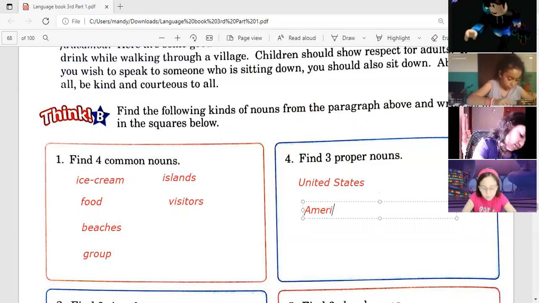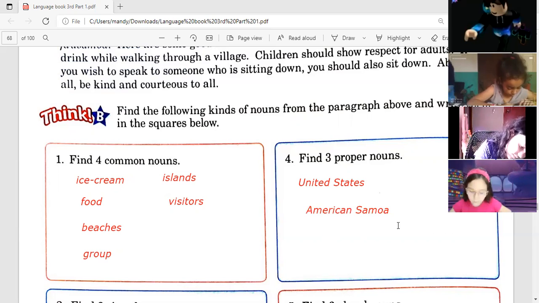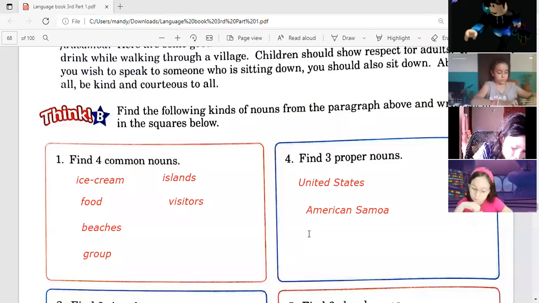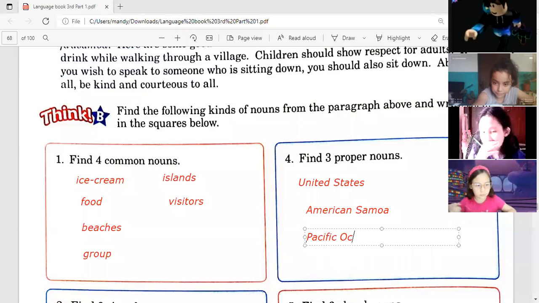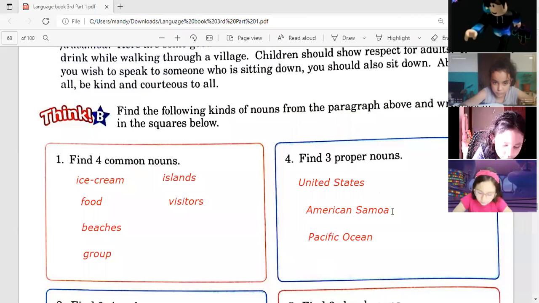Okay, so let's see, American Samoa, yeah. Words that you find in the paragraph, okay? Que encuentren las palabras en el párrafo, en la lectura que acabamos de leer, usted me tiene que decir, okay? United States, American Samoa, okay. Pacific Ocean, yes. Okay, excellent, thank you. That's good. These are proper nouns, yes?